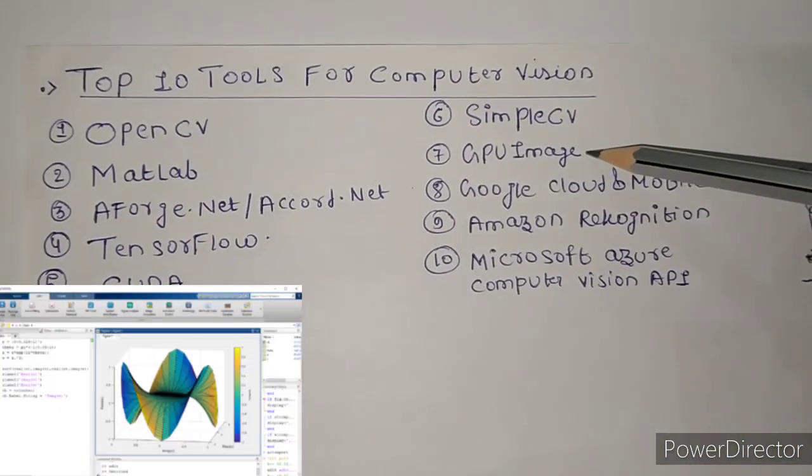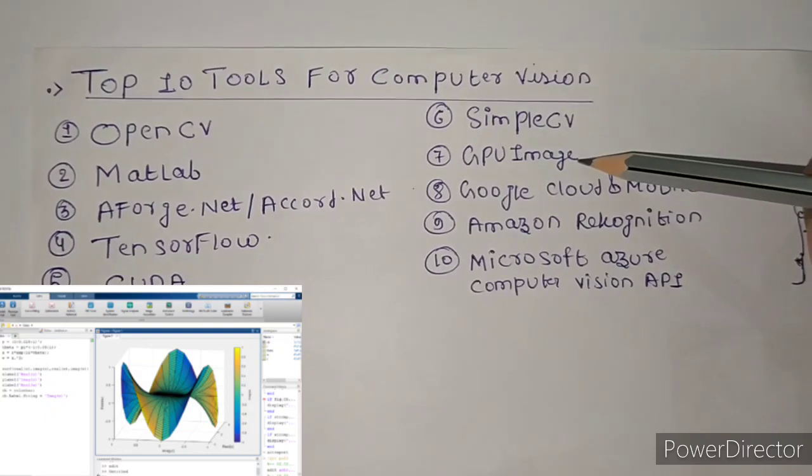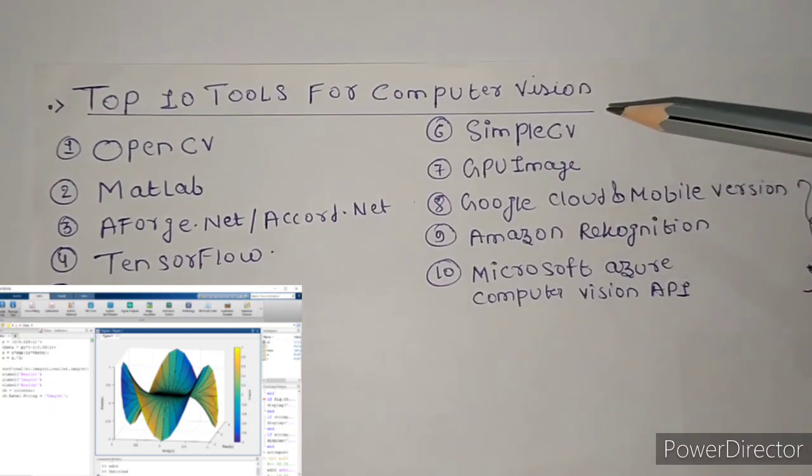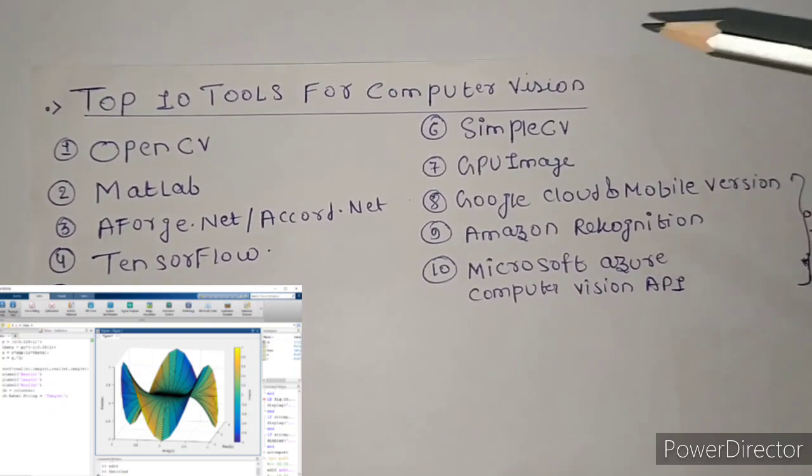Next one, that is the seventh one, GPUImage. It is a framework, or rather an iOS library, that allows you to apply GPU acceleration effects and filters to an image.